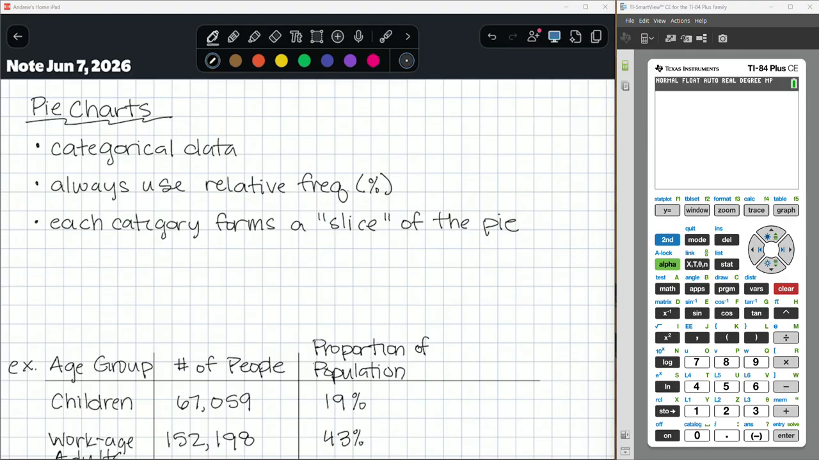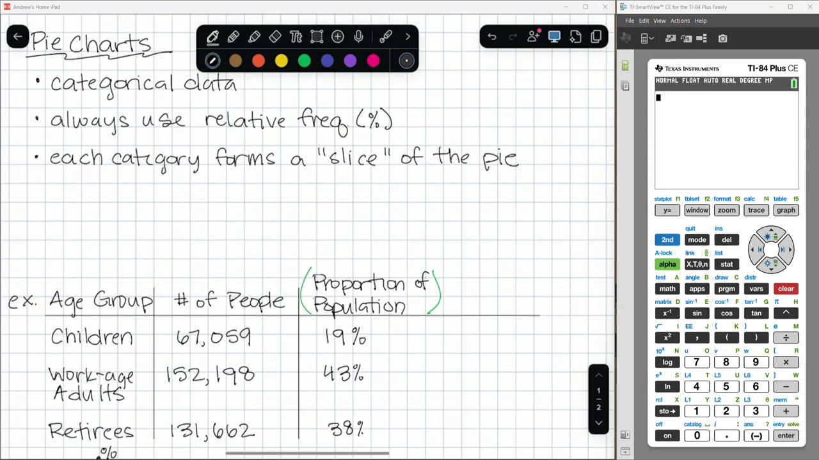In order to do this, I need to take that relative frequency, which in our last example was the last column, the population or proportion of population, and I need to turn it into a degree measure because I know that circles have 360 degrees. And in order to plot the slice so that it accurately represents the percentage I want it to, I need to take 19% and figure out what 19% of 360 degrees is.